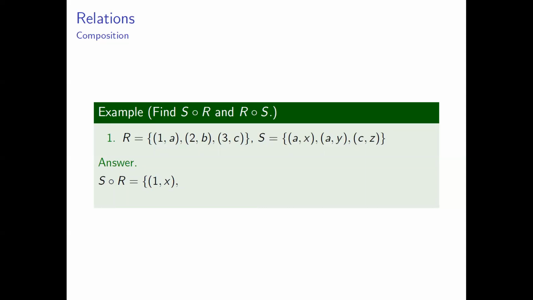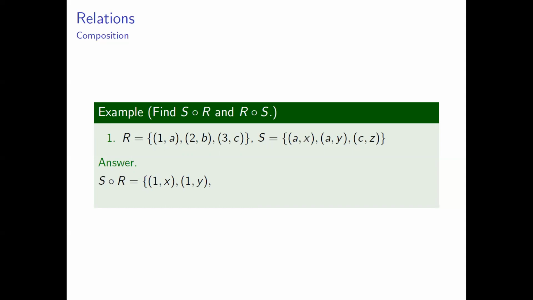A is also related to Y under S. Hence, the ordered pair 1Y is an element of SR. 2 is related to B under R, but B is not in the domain of S. Hence, SR does not contain any ordered pair with first coordinate 2.